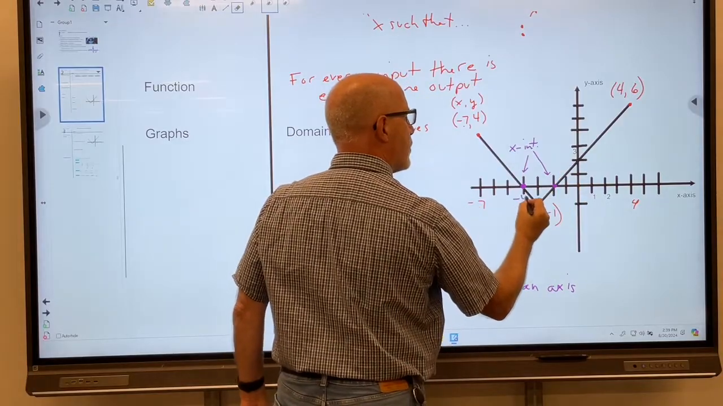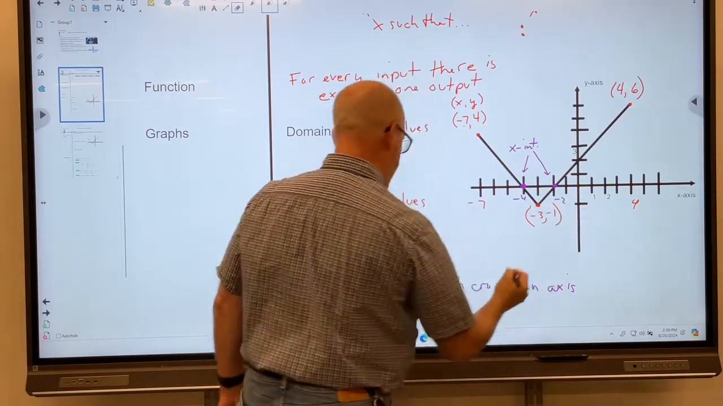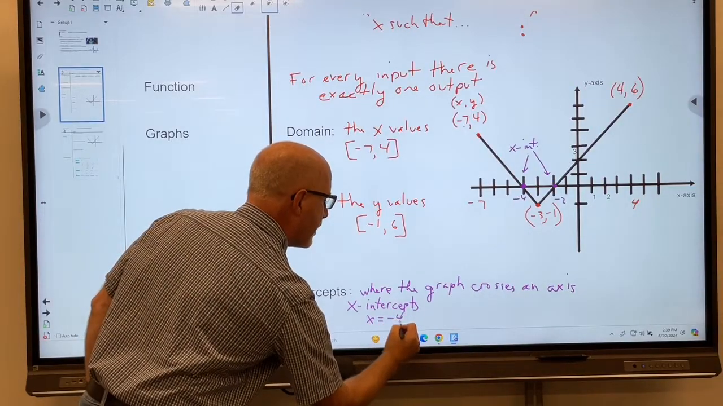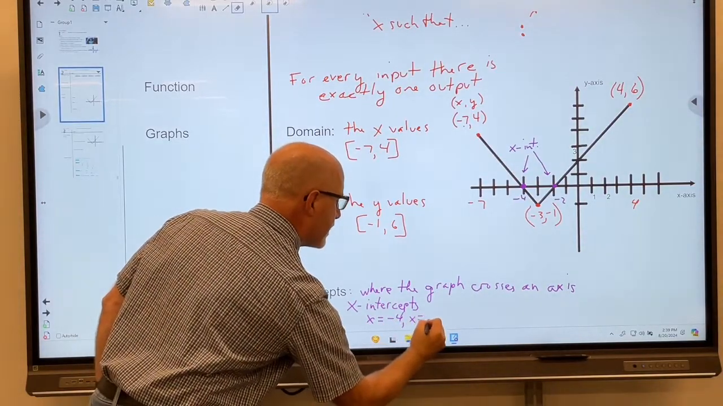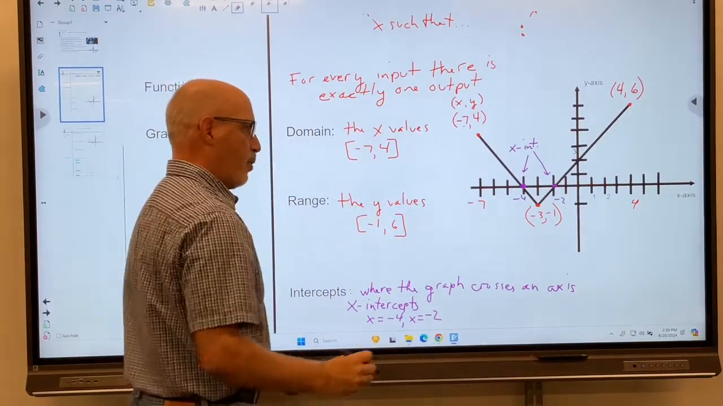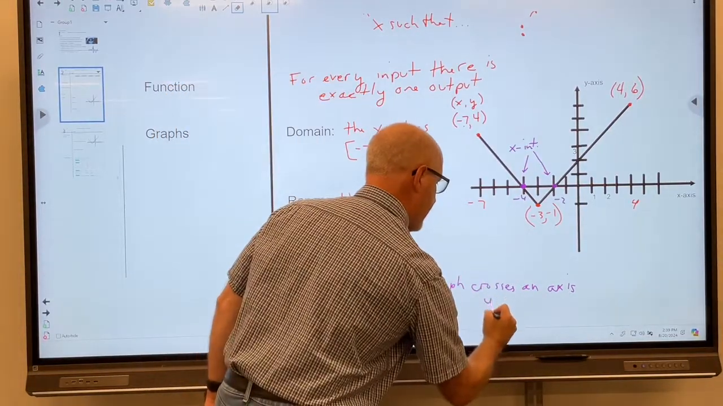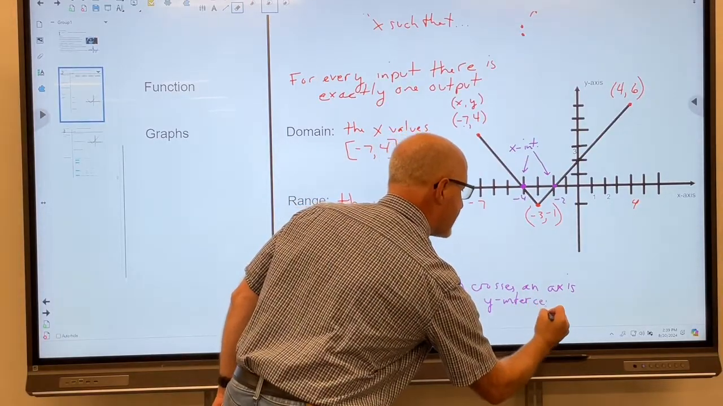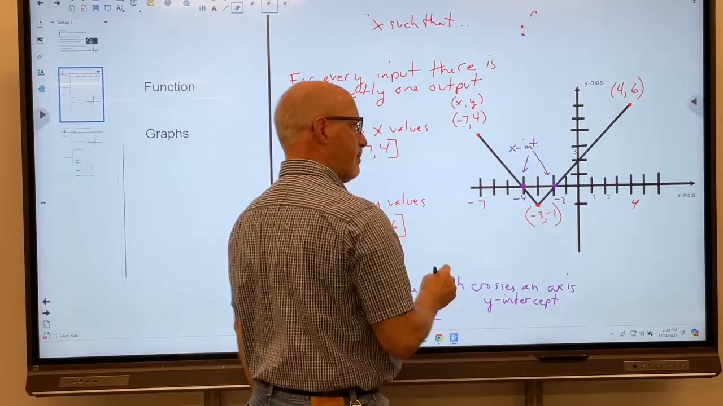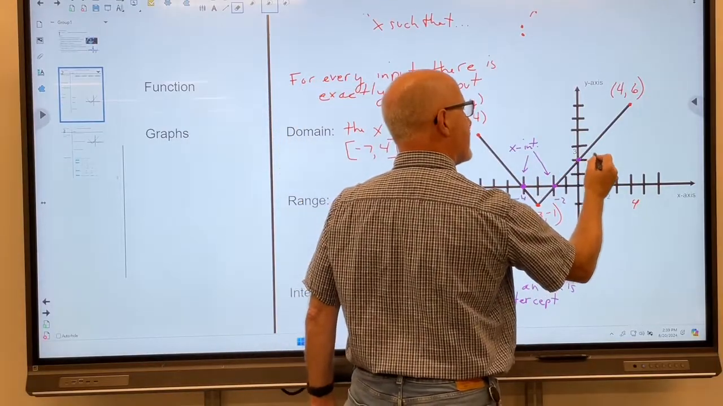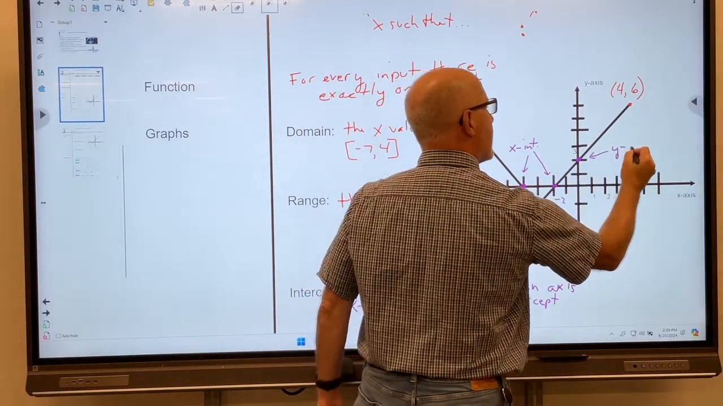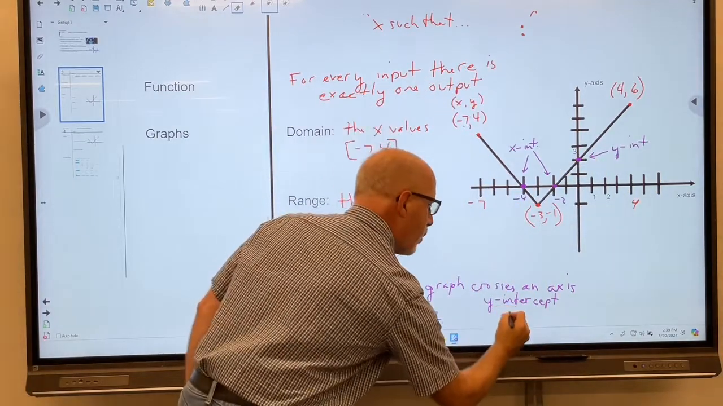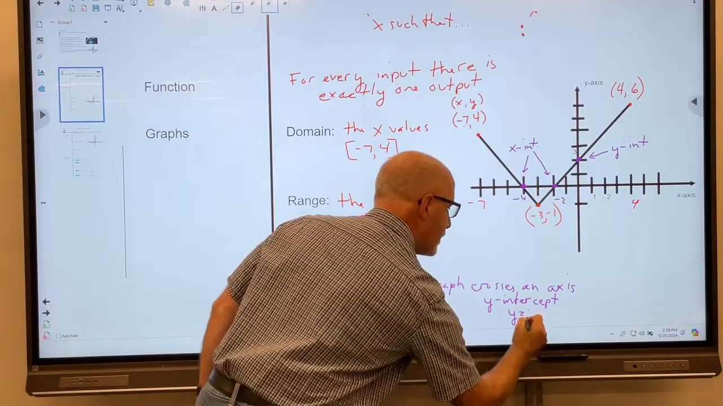That's at -4 and -2. So my x-intercepts, x equals -4, x equals -2. My y-intercepts, on the other hand, where it crosses the y-axis, there's just one of them. Crosses the y-axis here. And so my y-intercept is at y equals 2.